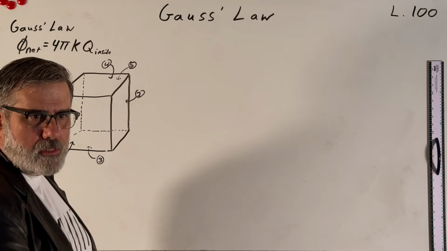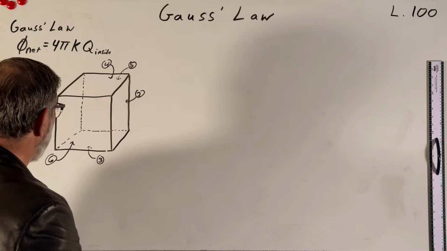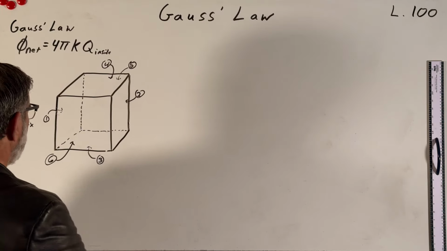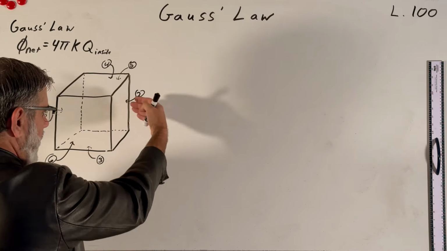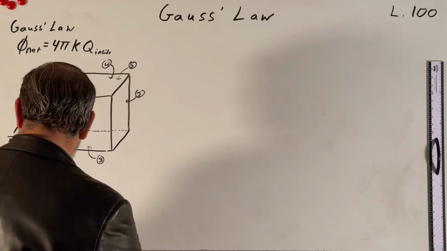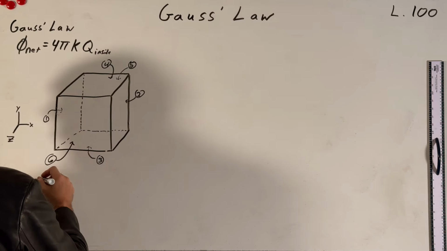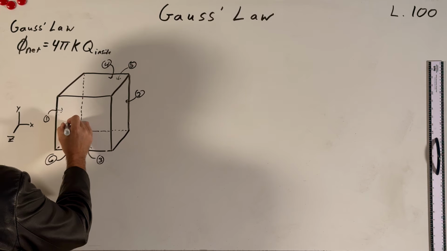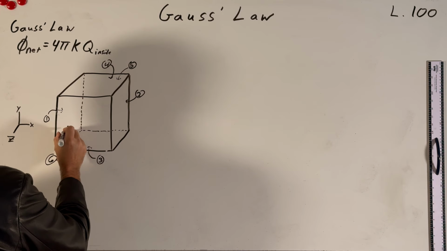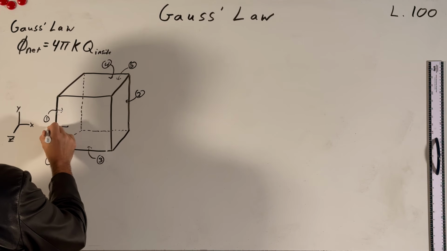You see all these faces? So face 1 and 2 are the sides, facing each other. Face 3 and 4 are the top and bottom, and then face 5 and 6 are the back and the front, right? I want to consider an electric field vector. Let's consider that it enters at some point here. This is my normal.